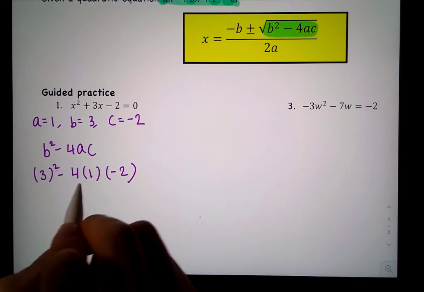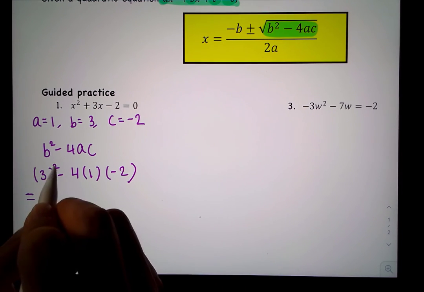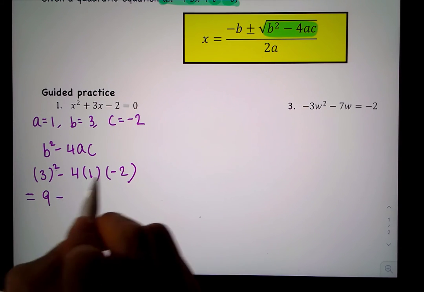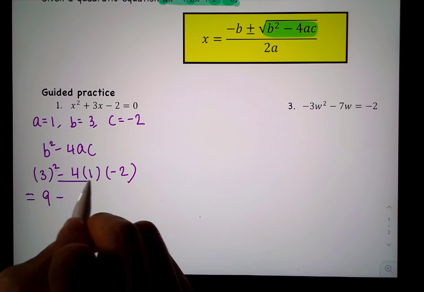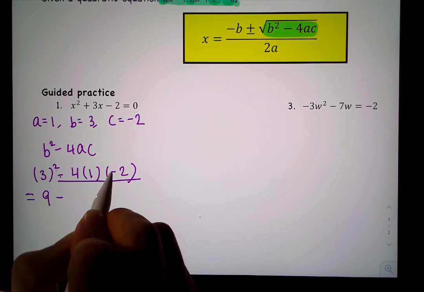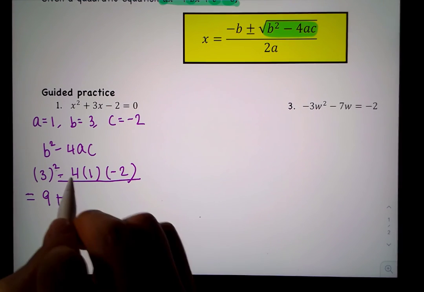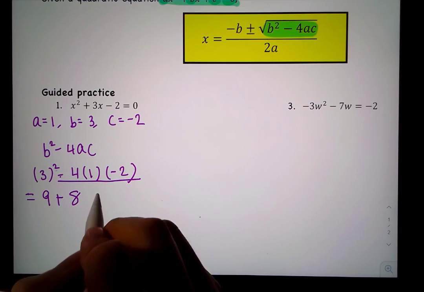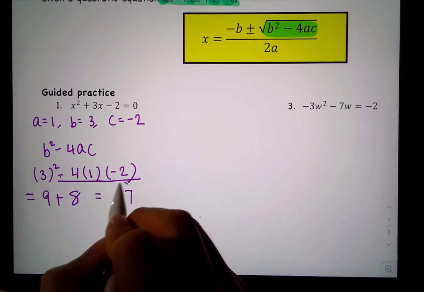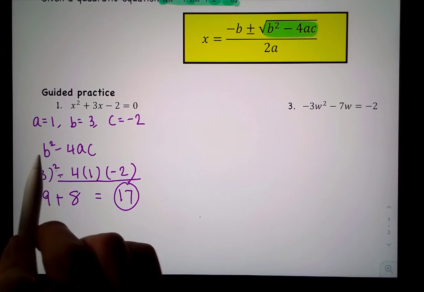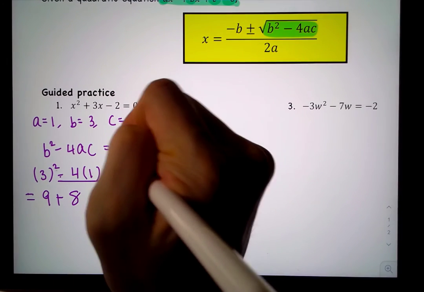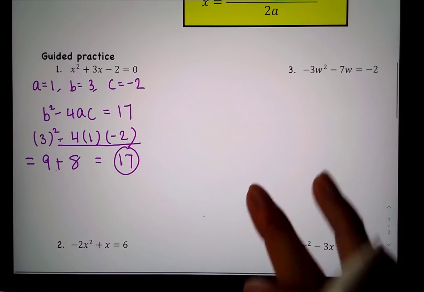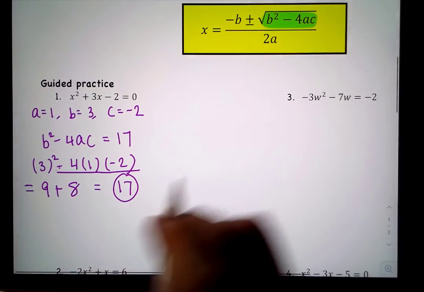Then what do you get, guys? This is 3 squared, 9 minus, look, this is all multiplication at a time, right? Negative, negative, turn to positive. 4 times 2, 8, right? So you get 17. So b squared minus 4ac, that is 17, right? So once you get this value, now we will put it on the formula.